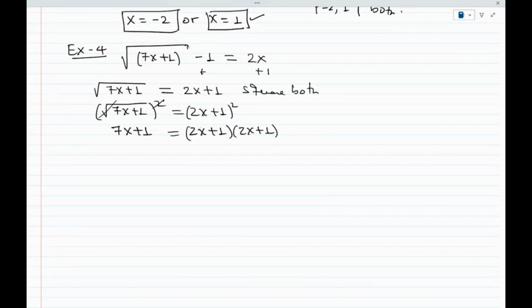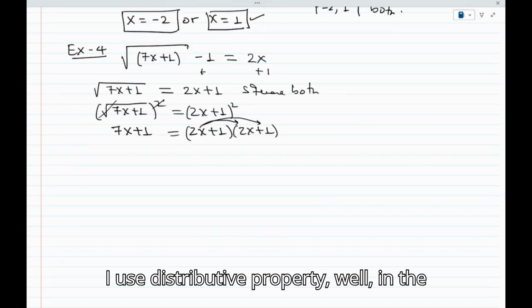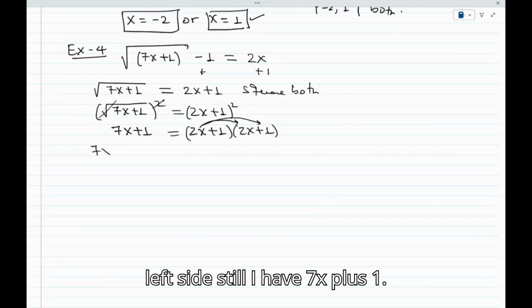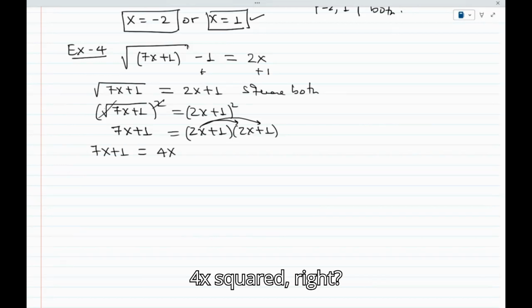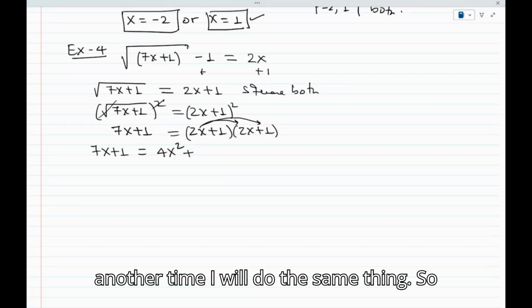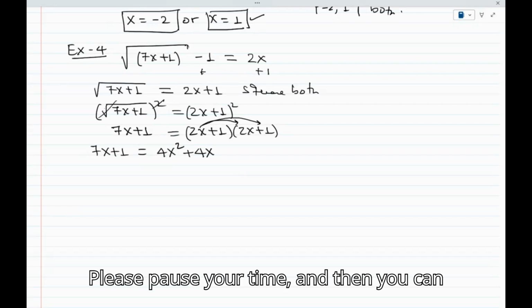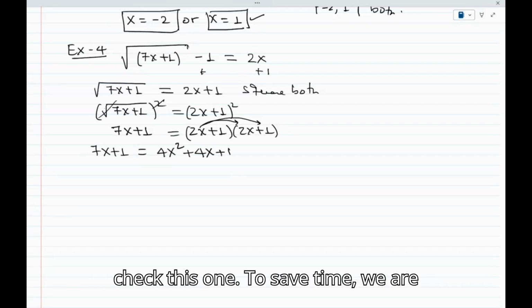So if I FOIL this right here, and then use the distributive property, on the left side I still have 7x plus 1. On the right side, 2x times 2x is 4x squared, right? And then plus 2x, 1 times 2x is going to be 2x, and then another time I will do the same thing, so that's going to give me basically 4x. Please pause your time and then you can check this one, okay?